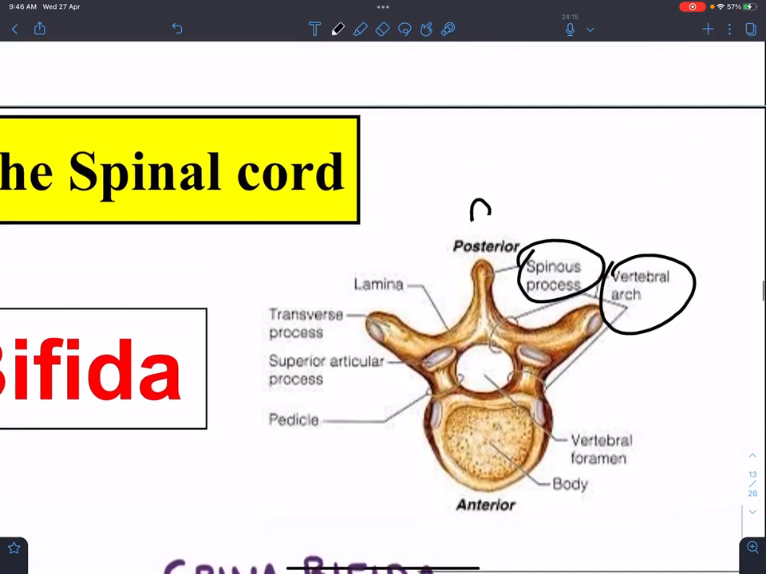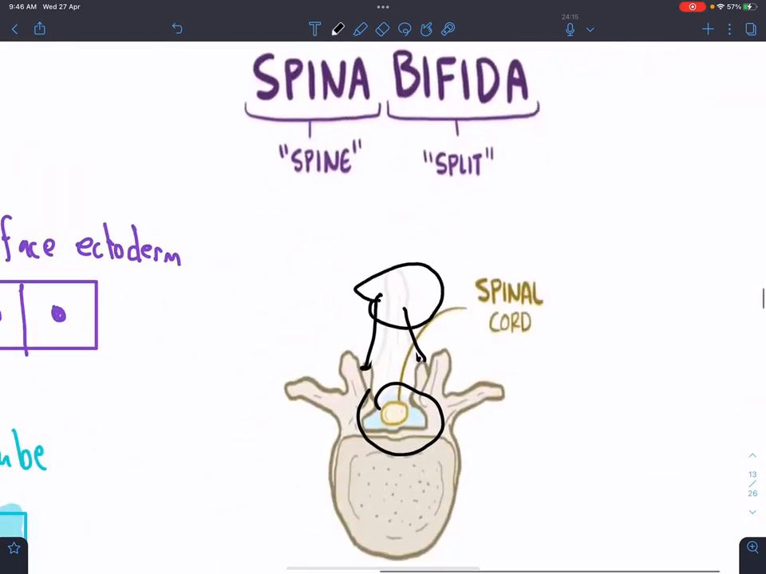So if there's failure of fusion of these vertebral arches, this could lead to an opening. Like you see this opening right here. And if it's large enough, there could be bulging of the spina bifida. But if this opening is small, this could lead to a type of spina bifida where he has spina bifida, but it doesn't bulge out. That type is spina bifida occulta, okay?